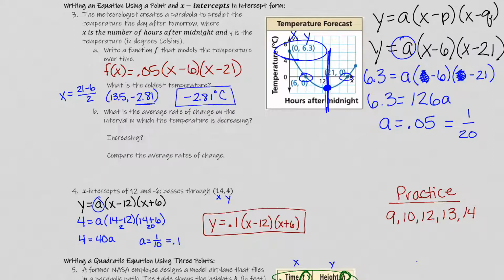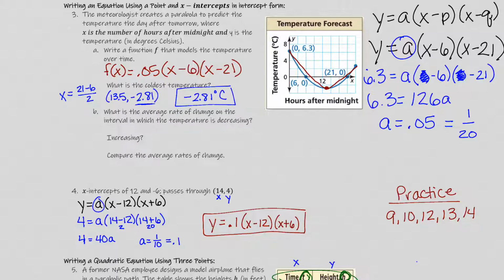Then it says, what is the average rate of change of the interval in which the temperature is decreasing? So I'm going to erase some of this on my picture. I got a lot going on. All right, remember, rate of change is slope, okay? So if it's decreasing from here until it gets to that vertex, and then it's increasing from there to there. Remember, decreasing is when the curve is going down, increasing is when it is going up.